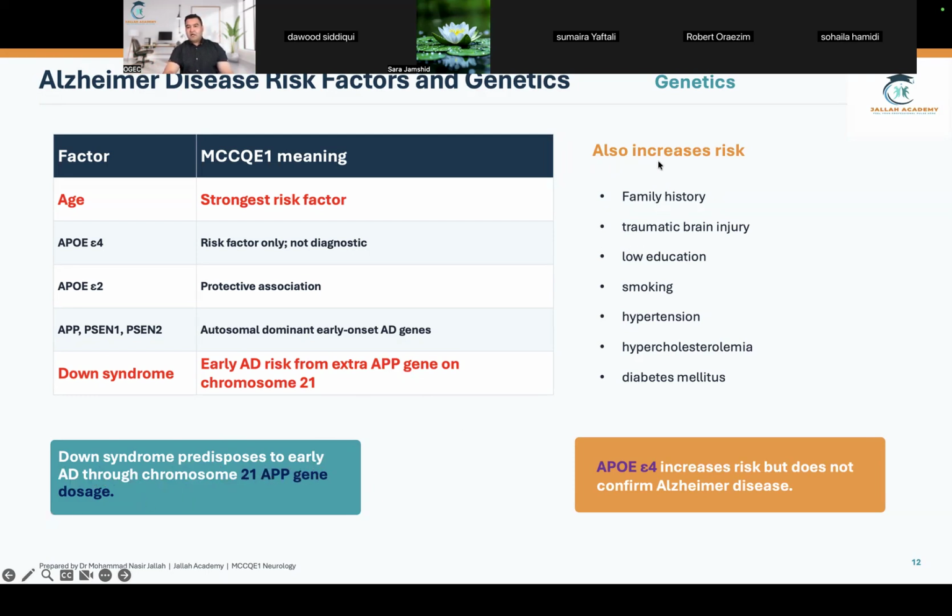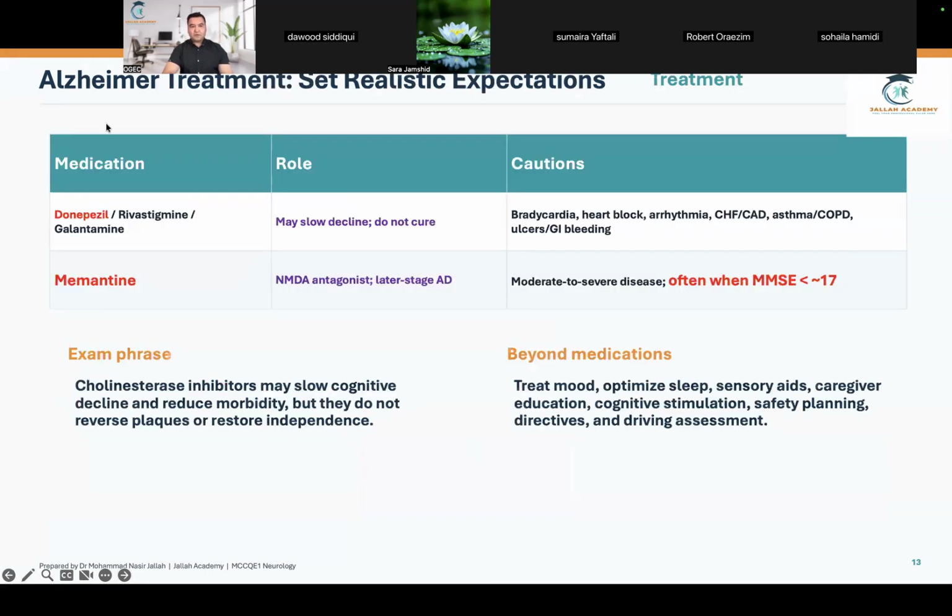Okay? Also increasing the risk: family history, traumatic brain injury, low education, smoking, hypertension, hypercholesterolemia, and diabetes. Out of all of them, very commonly used in the scenario would be the family history, and then hypercholesterolemia, hypertension, and diabetes. And then the low education and smoking.